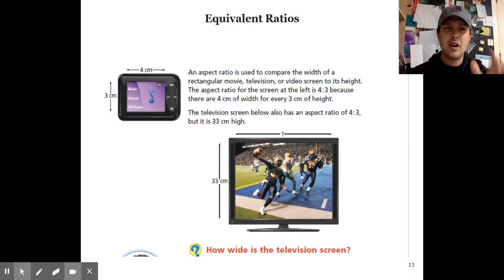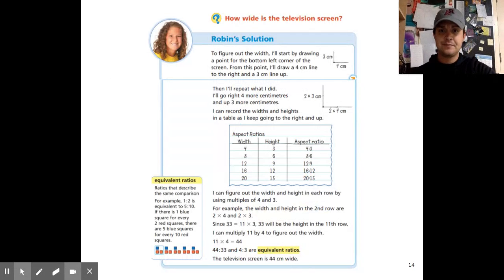Again, you don't need to pause and answer this, although it might be productive for you to take a minute and actually think through how you might answer this question. But we're going to have our friend Robin give us her solution.